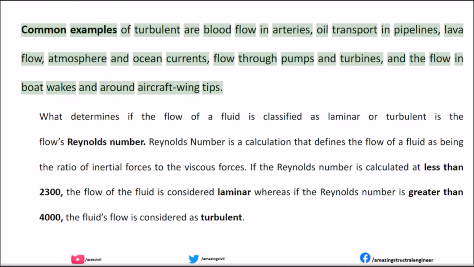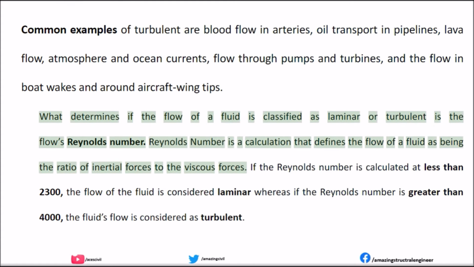Common examples of turbulent flow are blood flow in arteries, oil transport in pipelines, lava flow, atmosphere and ocean currents, flow through pumps and turbines, and the flow in boat wakes and around aircraft wing tips. What determines if the flow of a fluid is classified as laminar or turbulent is the flow's Reynolds number. Reynolds number is a calculation that defines the flow of a fluid as the ratio of inertial forces to the viscous forces.